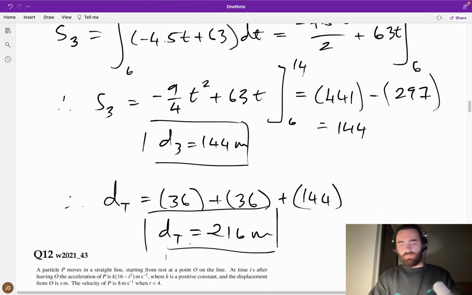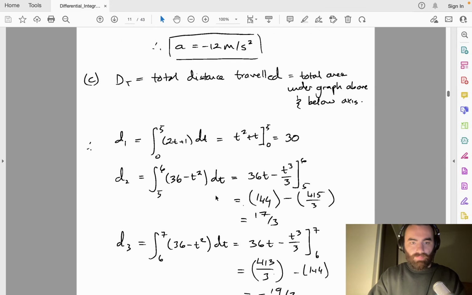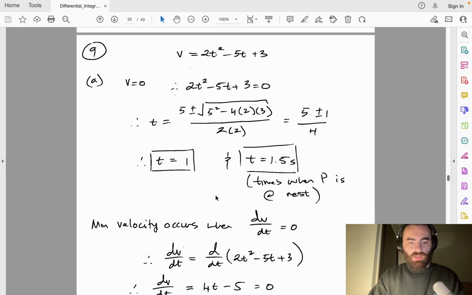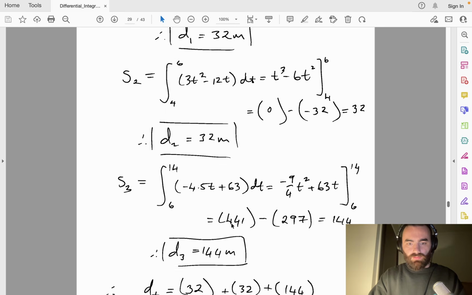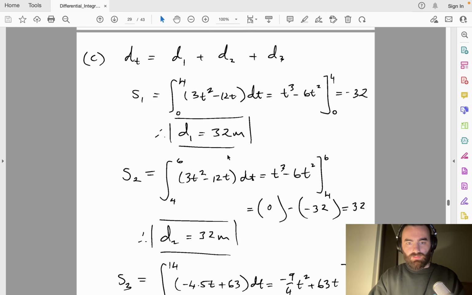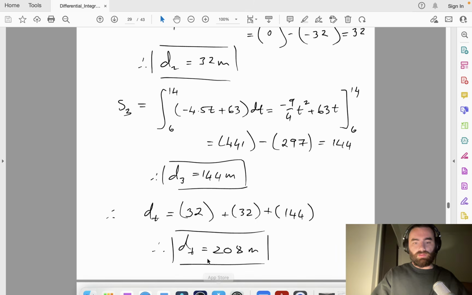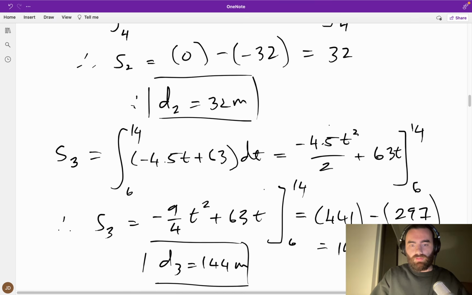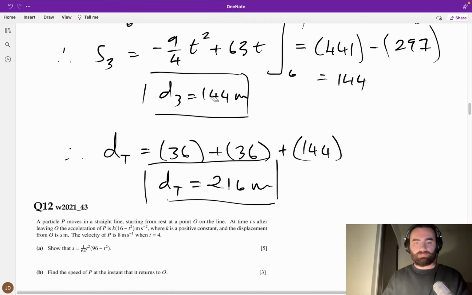I feel like I got a different answer here. Let me just check real quick. So this was question 10 from the worksheet. Might have made a little error. 32. Oh, I just calculated it wrong here. Oh, I got 36 instead of 32. Why did I say 36? What am I doing? Sorry about that.